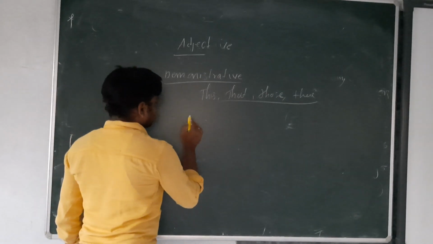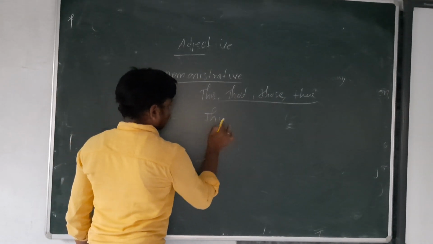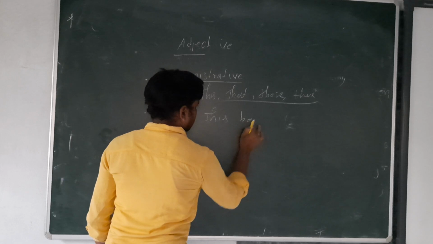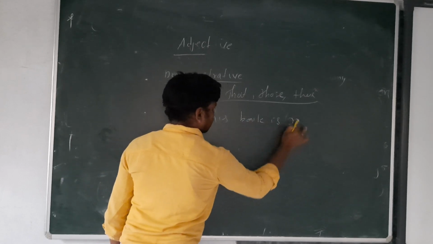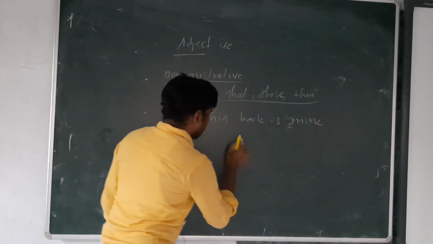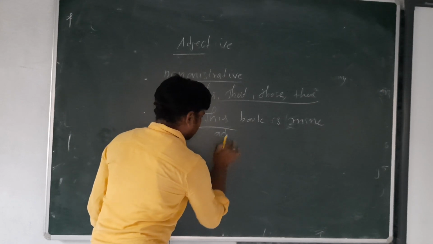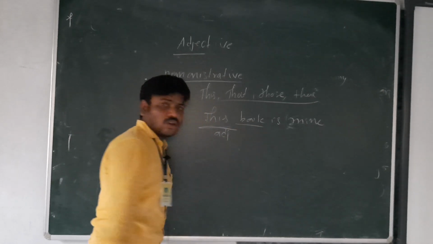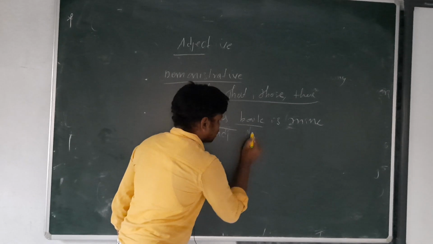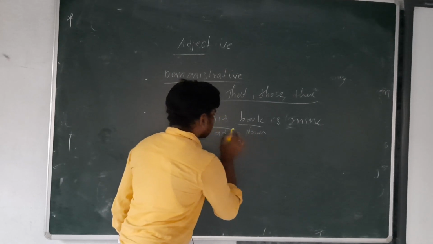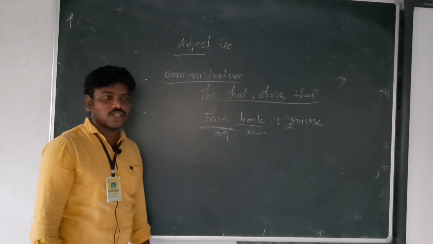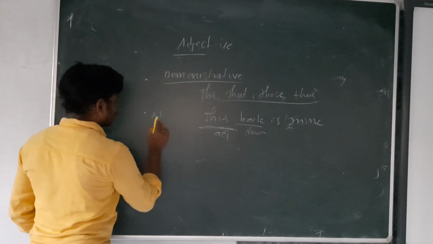Demonstrative adjective. First, for example, this book is mine. Here, this is adjective. Now, book is a noun form. So it is called demonstrative adjective. So this is the demonstrative adjective.